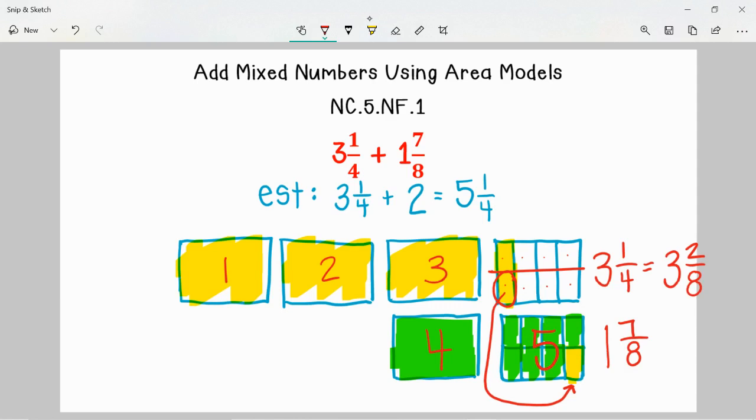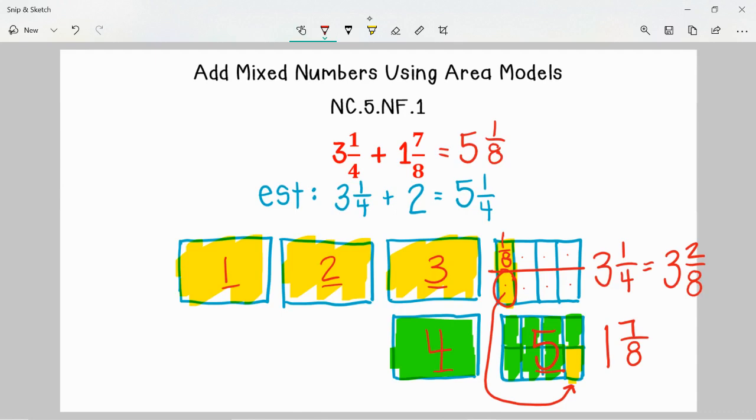And then when I look back up here at the 3 2/8, remember that I moved this eighth that's circled. So all I have left in this model is this 1/8. And so what I can see then is the answer here is 1, 2, 3, 4, 5. And we can't forget about this eighth. It is 5 1/8.